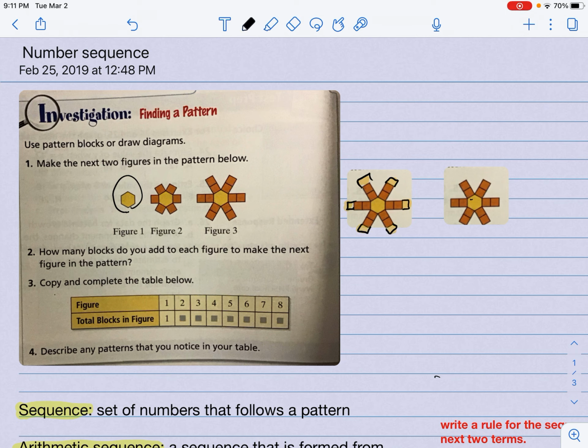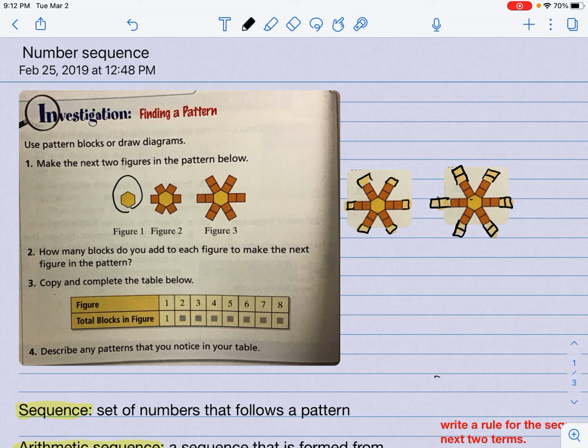Okay, and then for the next one, we're going to do the same thing, except this time we have the one we added on the previous one, and now the second one for this fifth term. So we're just going to keep adding 6 each time to each next figure. Okay, so we drew the next figures following the pattern, so adding 6 each time.